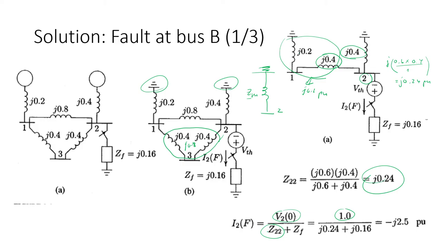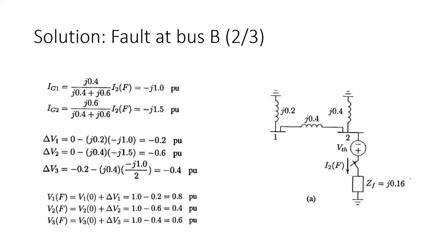C22 is a set Thevenin. When you look into bus 2, you have 0.24 and you have the fault impedance of 0.16. So 0.24 and 0.16 would make up 0.4, right, j0.4. And you have 1.0 at the top, right? Now you would find I2, which is the fault current at bus number 2, negative j2.5. Okay, negative j2.5.